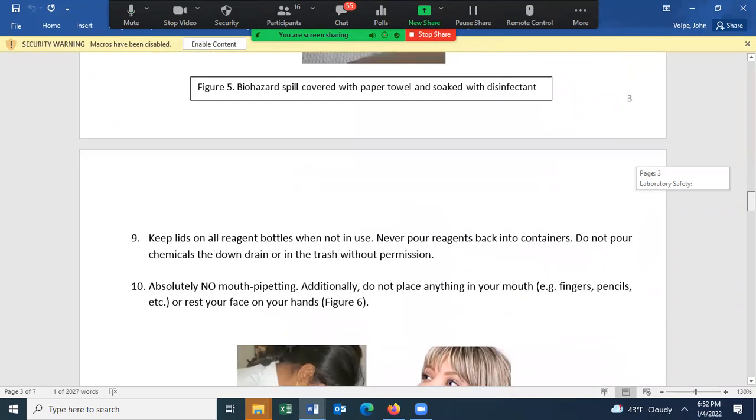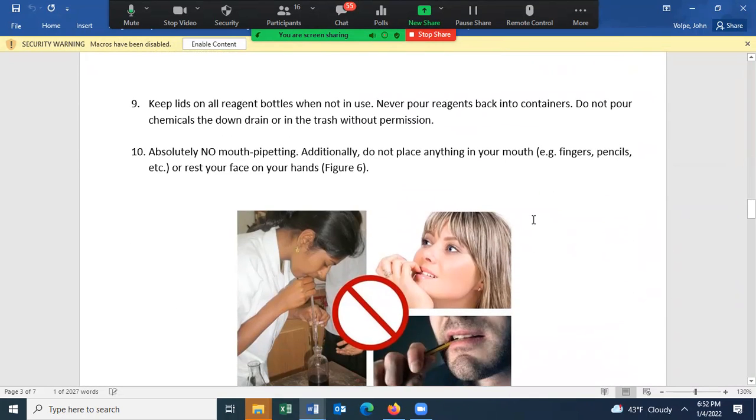All right. Generally for lids and petri dishes, you want to keep things covered when they're not used, and that will reduce the risk of contamination coming into them.